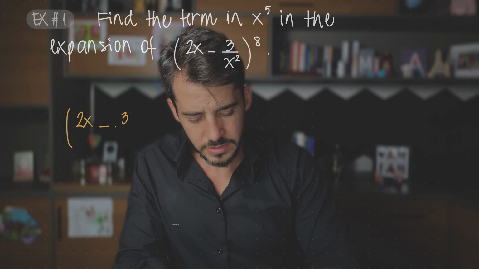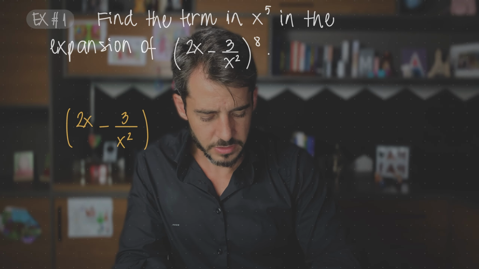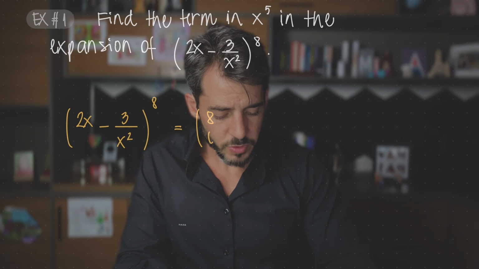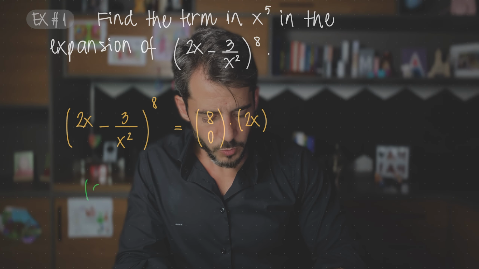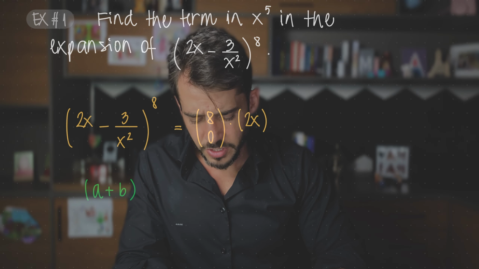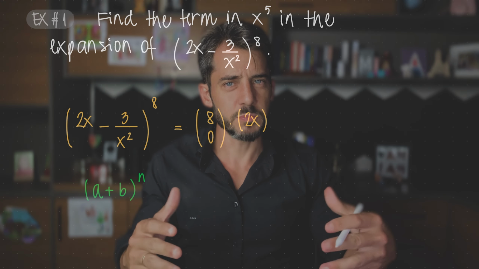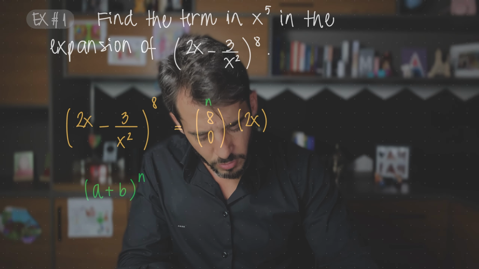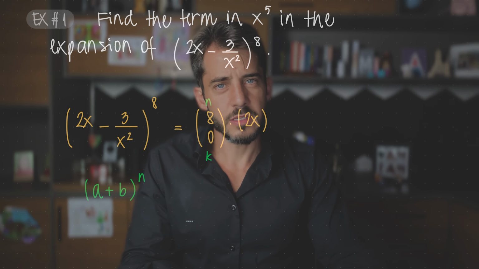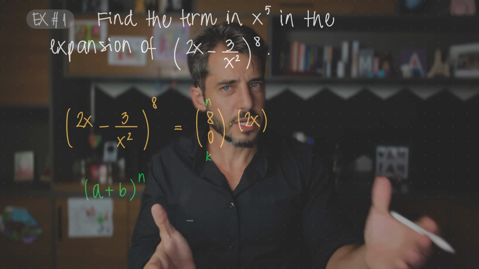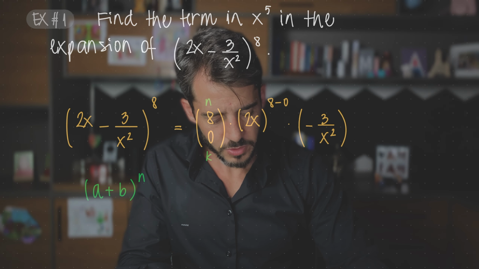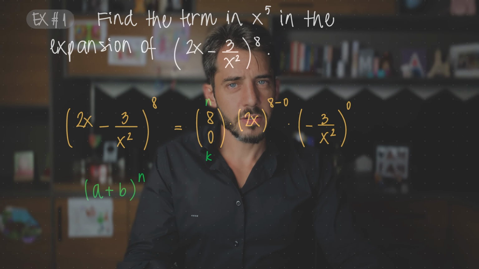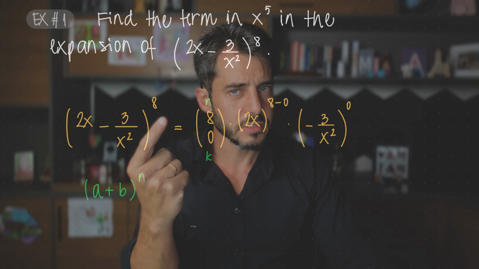When you're expanding (2x minus 3 over x squared) to the power of 8, we will have the binomial coefficients from the eighth row of Pascal's triangle multiplied by a. And what do I mean by a? I'm referencing a general binomial expansion, (a plus b) to the nth power. We always have n choose k, and this k is a placeholder that goes from 0 to 8. Then (2x) to the 8 minus 0, or n minus k, times b, which is negative 3 over x squared, to the power of k. We can see this pattern emerging in every expansion that we did previously.